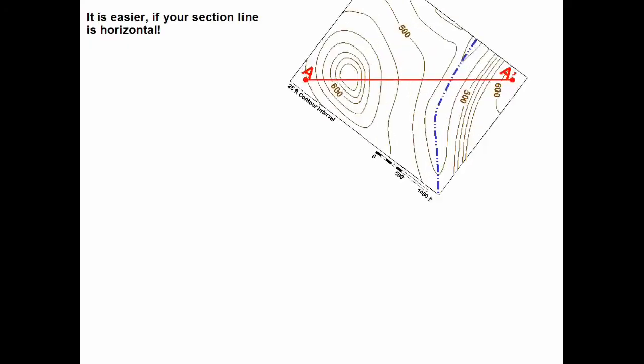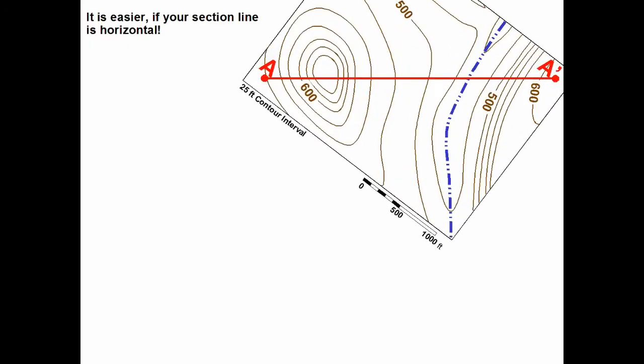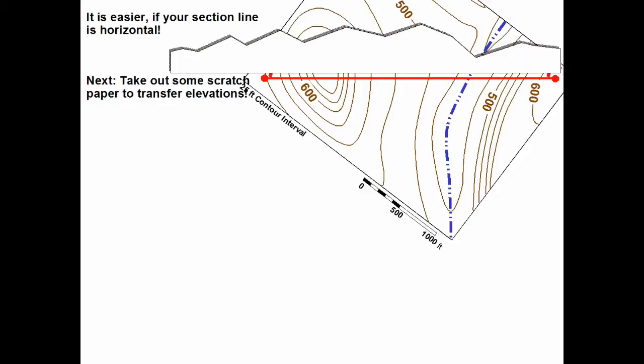Now it's easier if my section line is horizontal. So let's just move the map and turn it around. What's next? We need to take some scratch paper and carefully fix it to the map along the section line so we can transfer our elevation points. Well, a piece of scratch paper works fine.